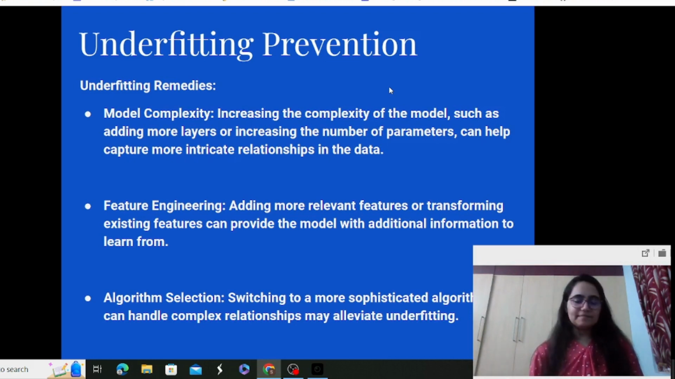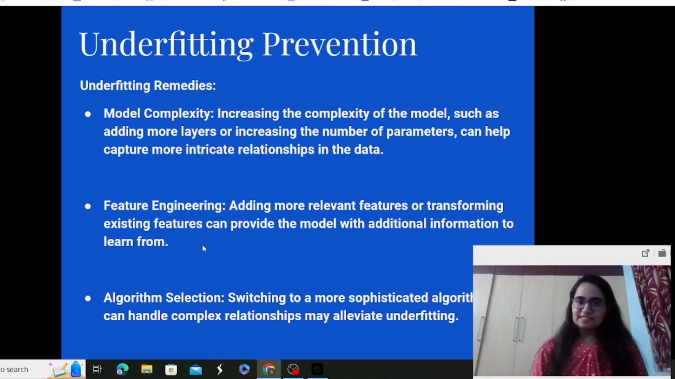Now, how can you increase complexity? You can make your model complex by adding more layers, or increasing the number of hyperparameters, which can help capture more intricate relationships in the data. Intricate in the sense of complex or detailed relationships in the data. When simple models are not even fitting properly on the data points of the training data, you can introduce some relevant features by transforming the existing features or adding new features to the data, which will help your model give correct predictions or correct classifications, right?